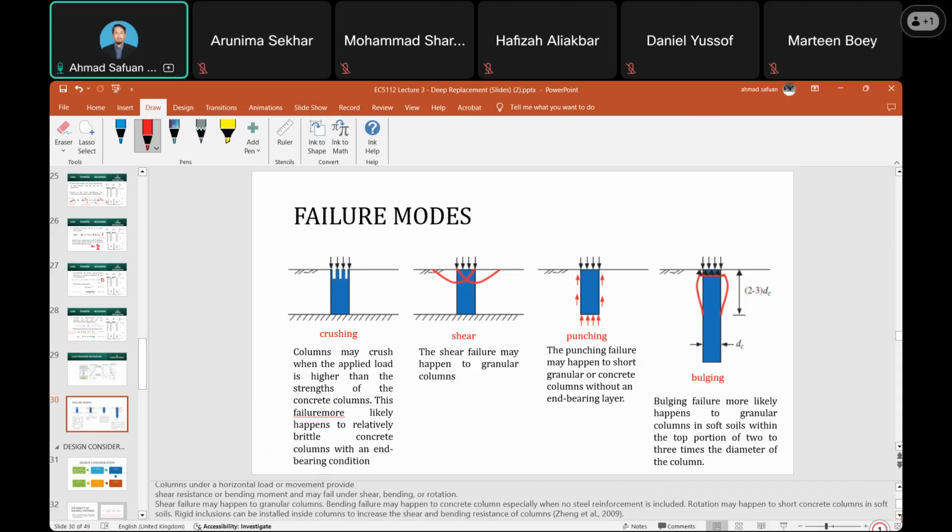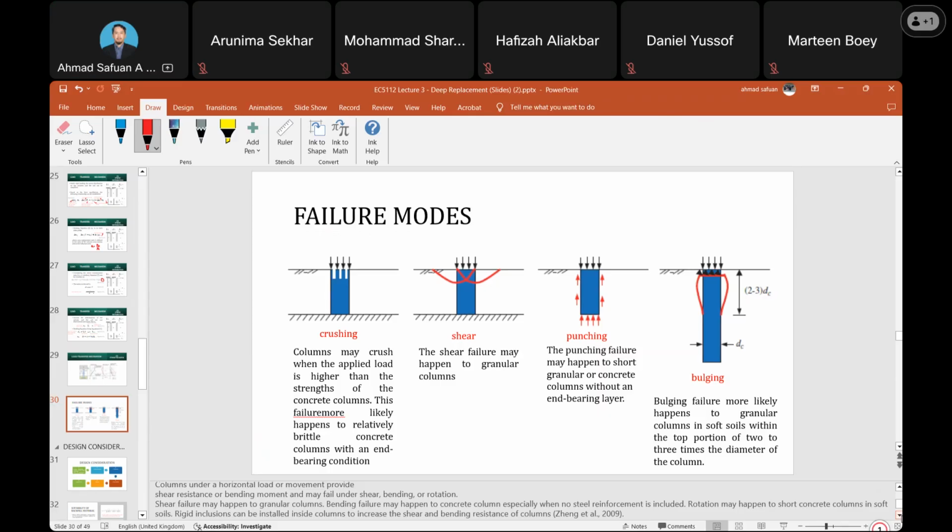There will be situations where the column also experiences horizontal loads. Shear resistance or bending moment may fail under shear, bending or rotation. Shear failure may happen to a granular column. Bending failure may happen to a concrete column, especially when no steel reinforcement is included. Rotation may happen to a short concrete column in soft soil.